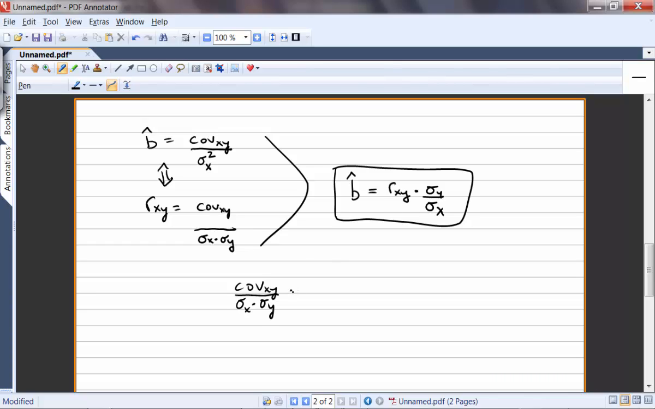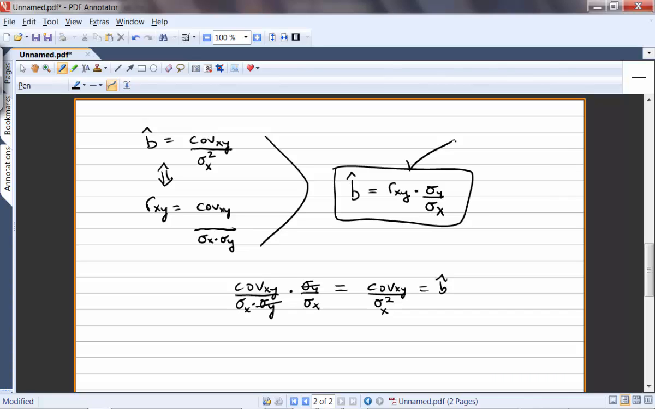If we take that and multiply r by the standard deviation of y over the standard deviation of x, what do we get? The standard deviations of y cancel, and we get the covariance of xy divided by the standard deviation of x times the standard deviation of x. That's the standard deviation of x squared, that's the variance of x. What is the covariance of xy over the variance of x? It's b hat. So we verified the formula above. So definitely put this formula in your notes.